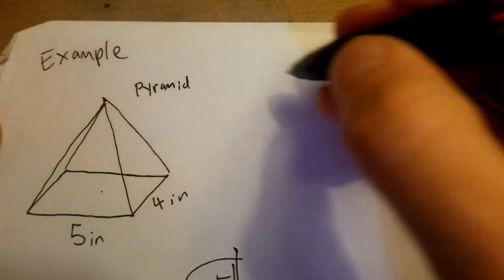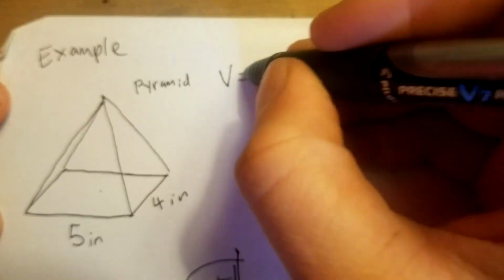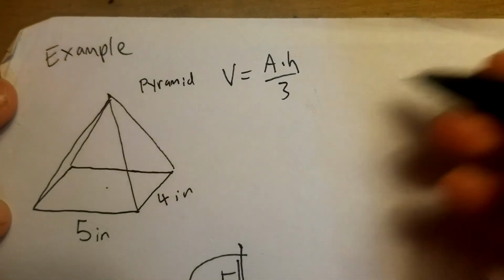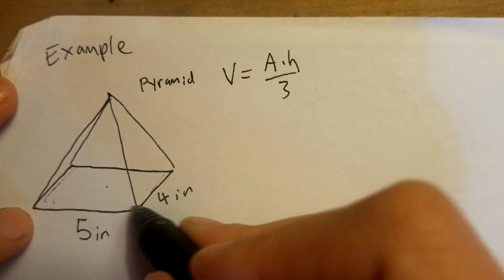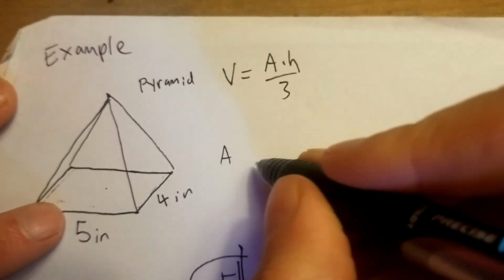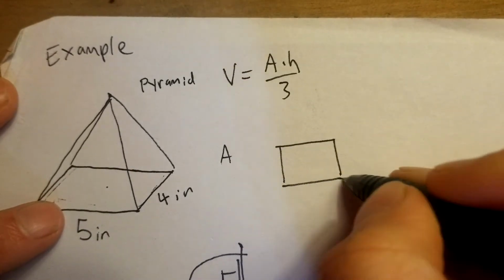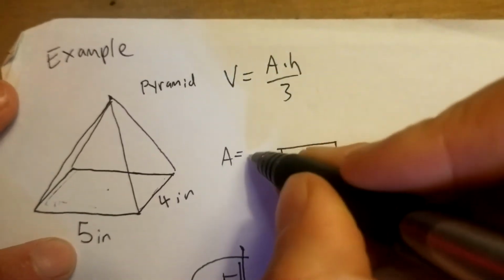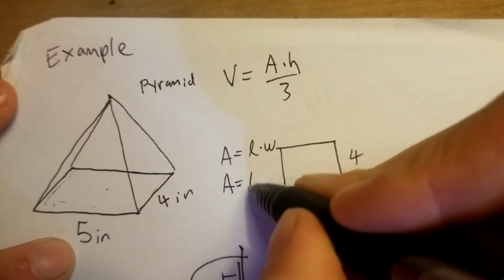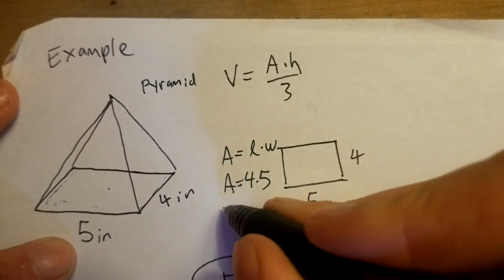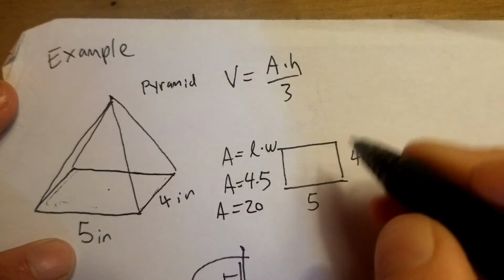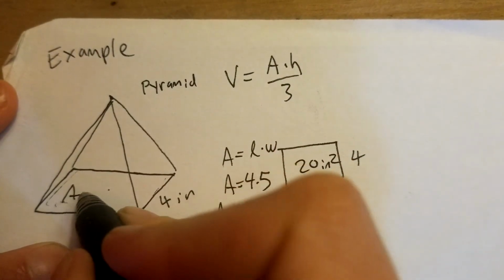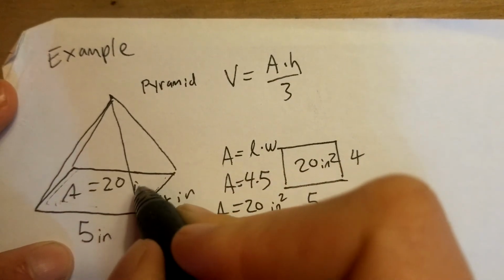Here we have a pyramid. To find the volume of this pyramid, we're going to use the formula area times height divided by 3. So we'd have to find the area of the base, which in this case the area is of a rectangle that has a length of 5 and a width of 4. So the area would be length times width, which is 4 times 5. So the area would be 20 inches squared.